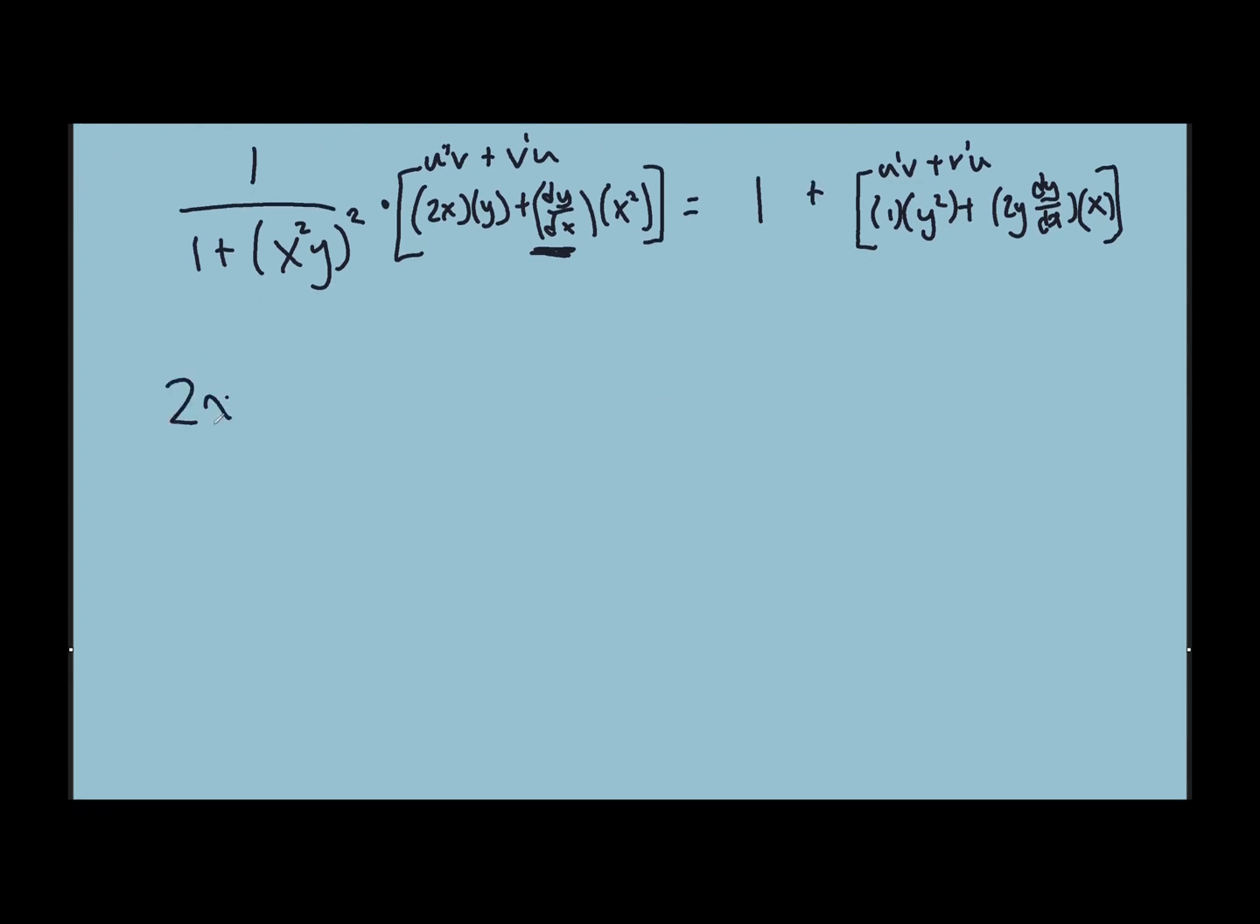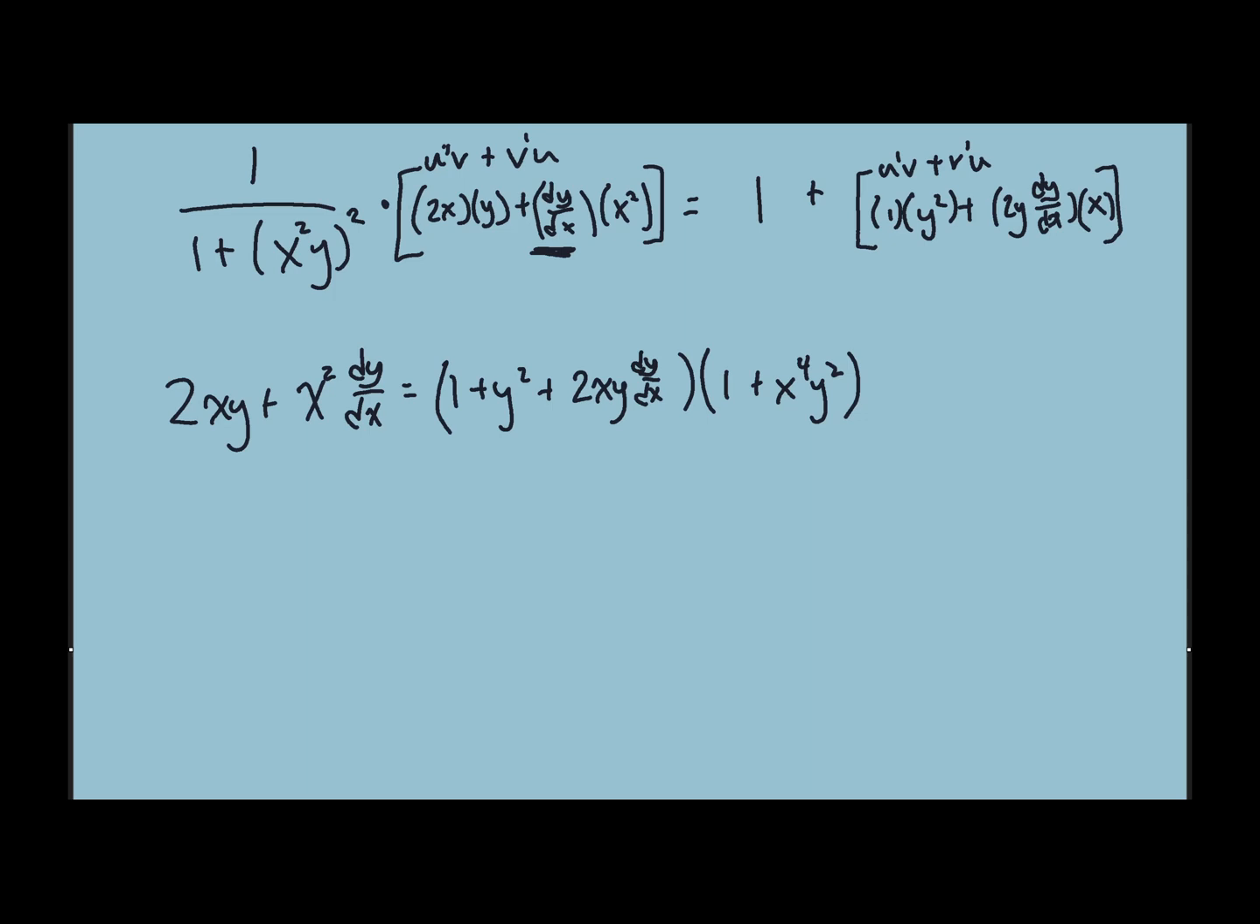So first things first, I'll write this out a little bit nicer. We'll do a 2xy plus x squared dy dx equals 1 plus y squared plus 2xy dy dx times 1 plus x to the 4th y squared. Let me just double check this for a minute here. I think that's correct so far.